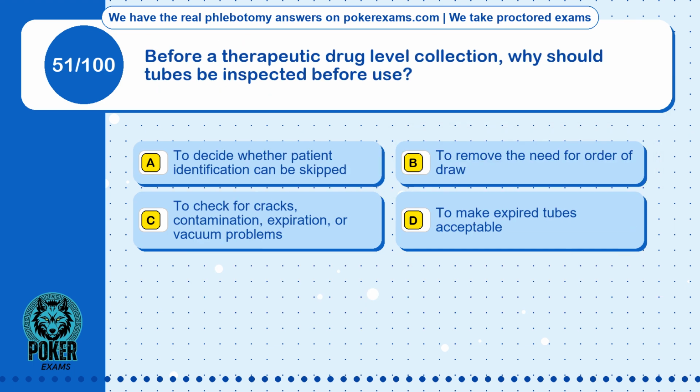Question 51. Before a therapeutic drug level collection, why should tubes be inspected before use? Option A. To decide whether patient identification can be skipped. Option B. To remove the need for order of draw. Option C. To check for cracks, contamination, expiration, or vacuum problems. Option D. To make expired tubes acceptable.